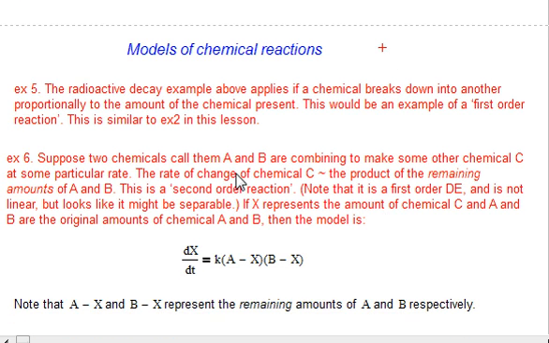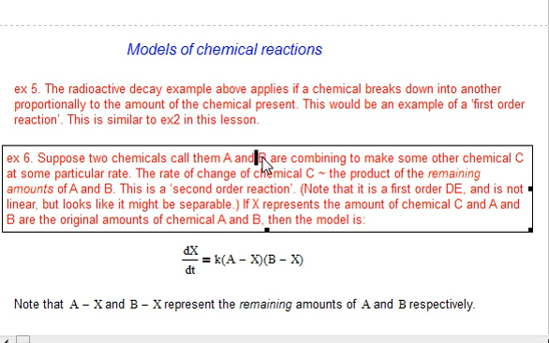But suppose we have two chemicals, call them chemical A and chemical B, that are combining to make some other chemical, chemical C, at some particular rate. The rate of change of chemical C is a product of the remaining amounts of A and B. And this is what's called a second order reaction. Note that it's a first order differential equation and is not linear, but looks like it might be separable. We'll learn actually in another lesson, this might be a really good example of what's called a Bernoulli equation.